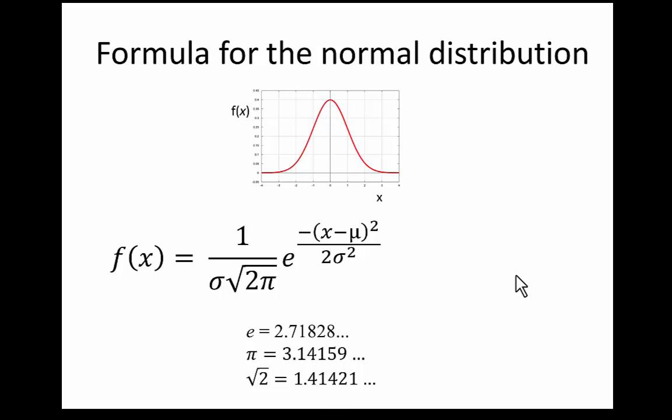The formula can be simplified by converting to z-scores. In this case, the formula is really very elegant. When z is equal to 0, the height of the curve becomes just 1 over the square root of 2 pi, which is just a little less than 0.4, as we see in this figure.